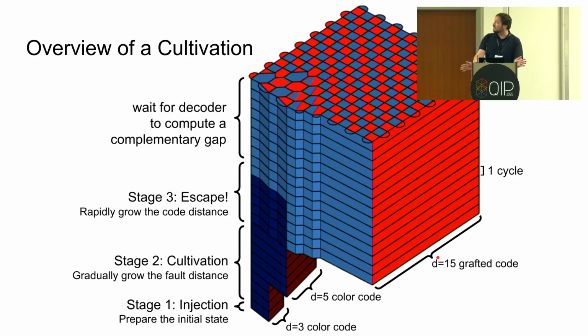So here's an overview of magic state cultivation. This is the same type of diagram that Austin was showing, where time is going from bottom to top, and the colors are showing places where there are topological defects. So we're going to start with a color code, a very small color code. We're going to inject a magic state into it. Everything's going to be post-selected at this point, and then we're going to start doing checks of the state.